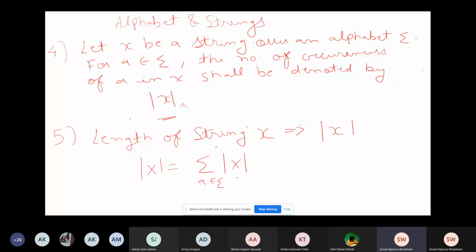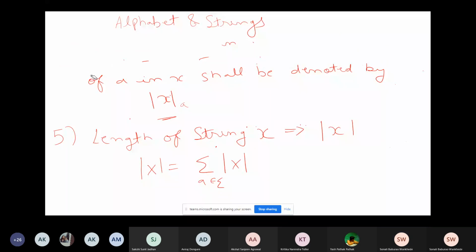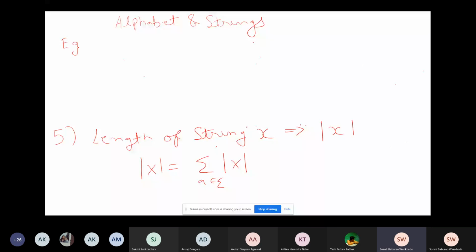Let me take one example over here. For example, x is equal to BBA. What is mod of x and what is mod of x to the base a? What's the answer over here?